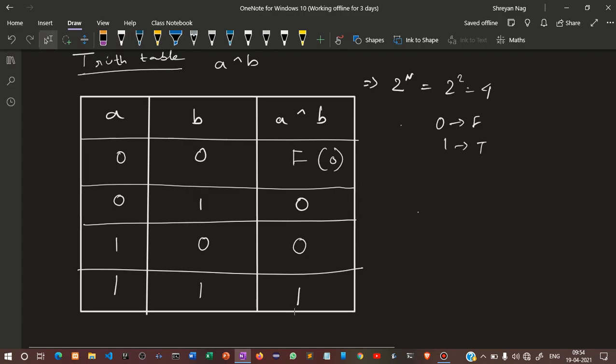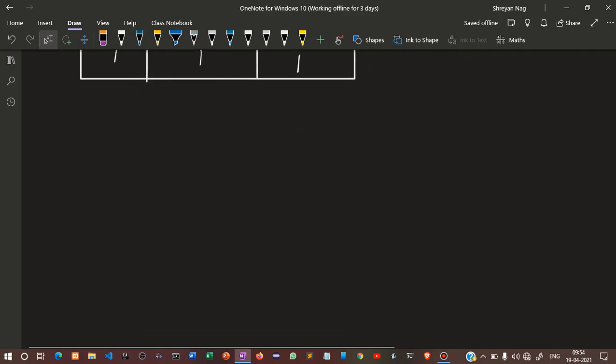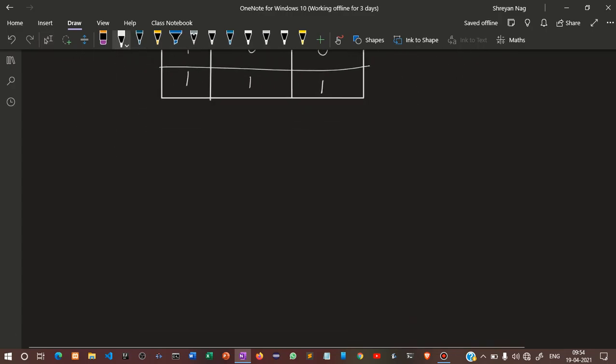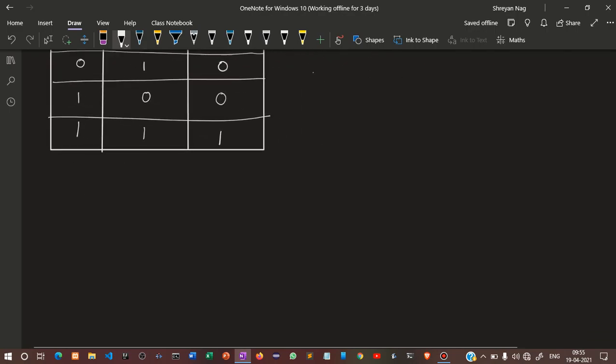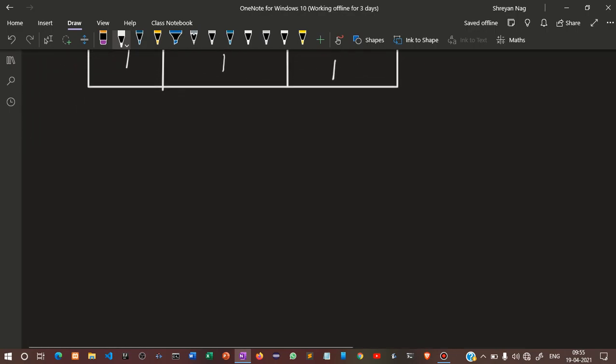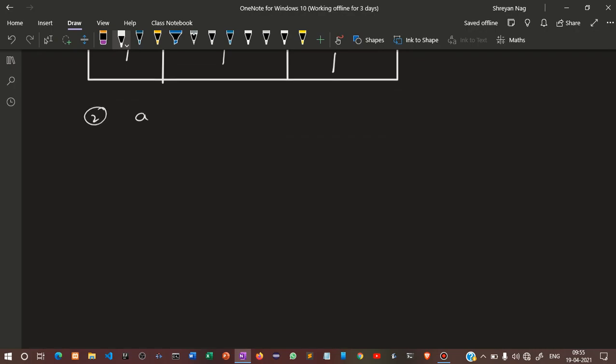Now let us draw for three variables. A conjunction B conjunction C. How many variables are there? 3 variables. So 2 to the power of n, 2 to the power of 3 is 8 combinations. So let us draw this chart.